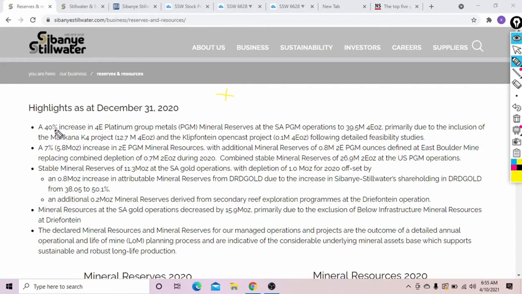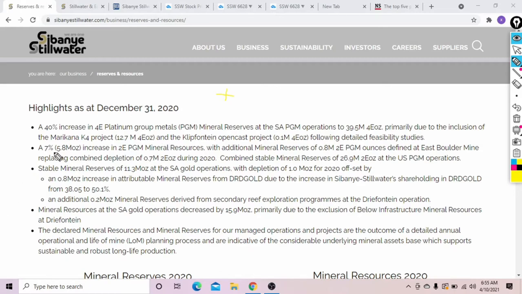As you can see here, there has been an increase in PGM, platinum group metals, mineral reserves by 40% at Sibanye-Stillwater due to this project, which has proved to be what? To be economically feasible. All right, so that's good.